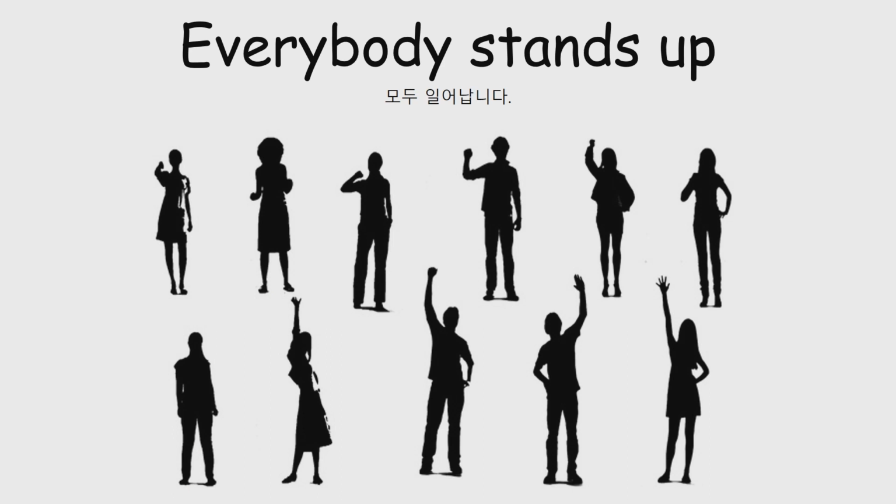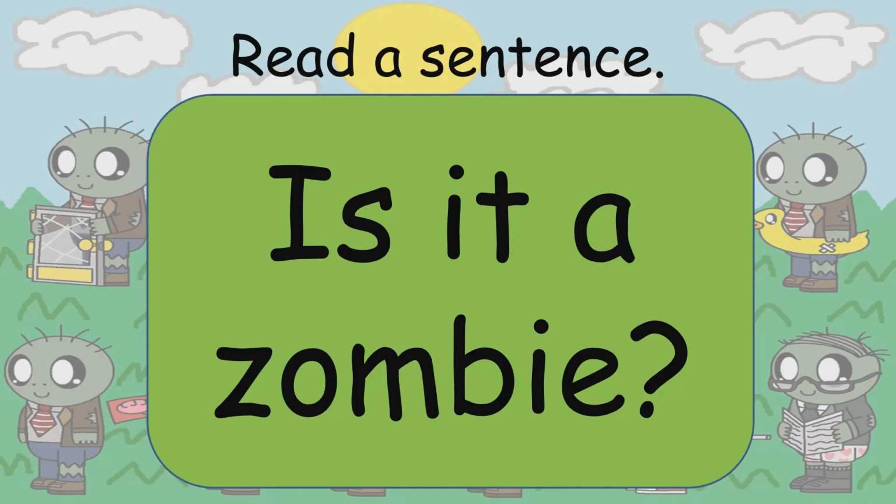And what's going to happen? Everybody's going to stand up, and you can make an order, go from the first student at the front and move around to the back, or vice versa. And then one of the students is going to read a sentence. Is it a zombie?